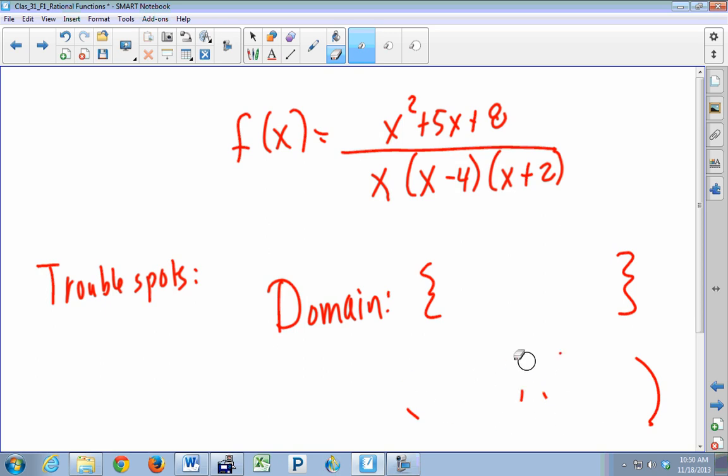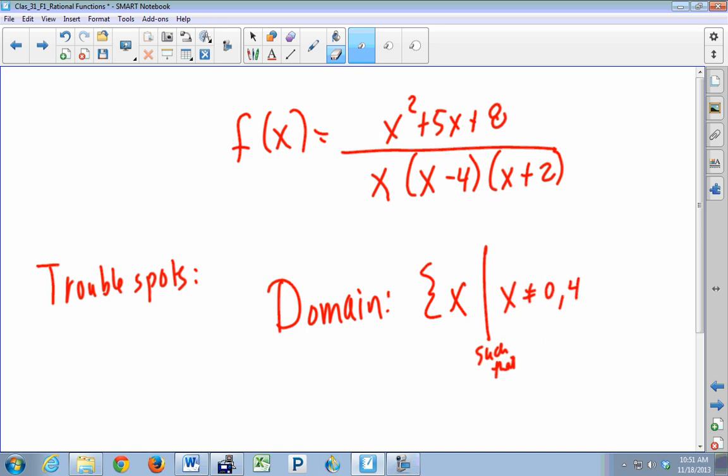So someone want to take on the domain for this particular function in one of these notations? What do you think the domain of this is? Nobody wants to take it on? Tiffany? The straight line? Okay, such that. Okay. And that's what it looks like in set builder notation.